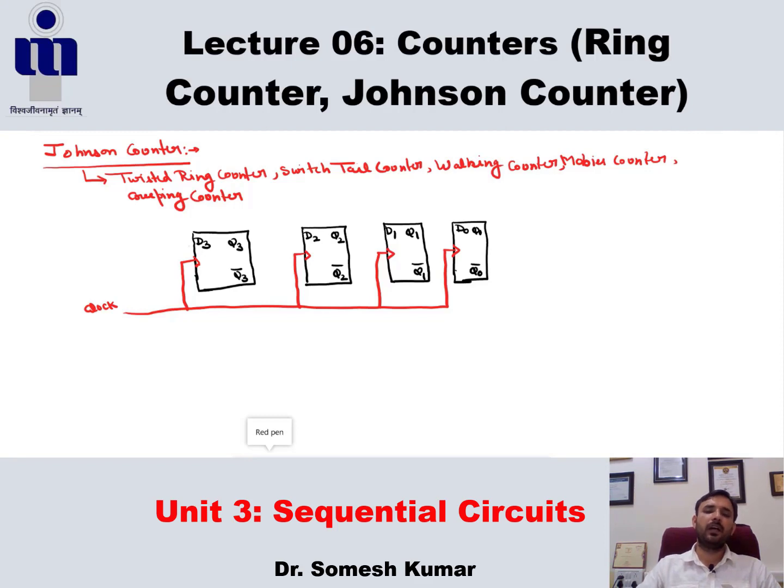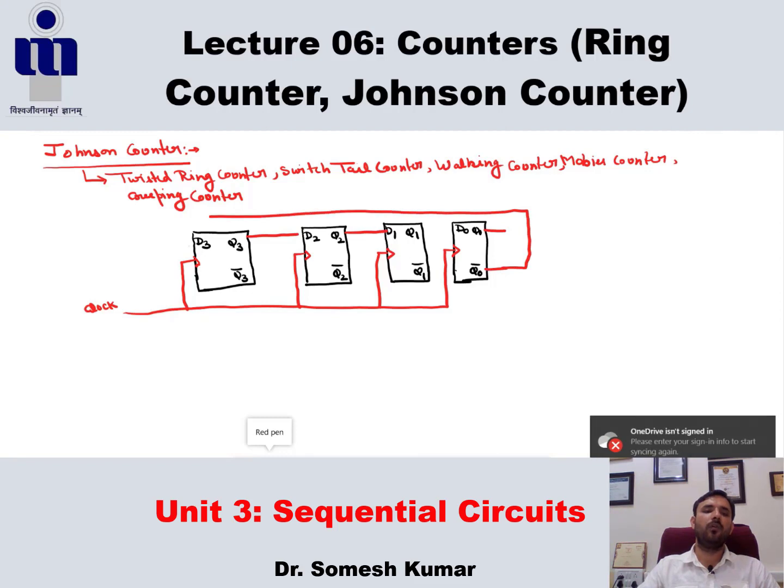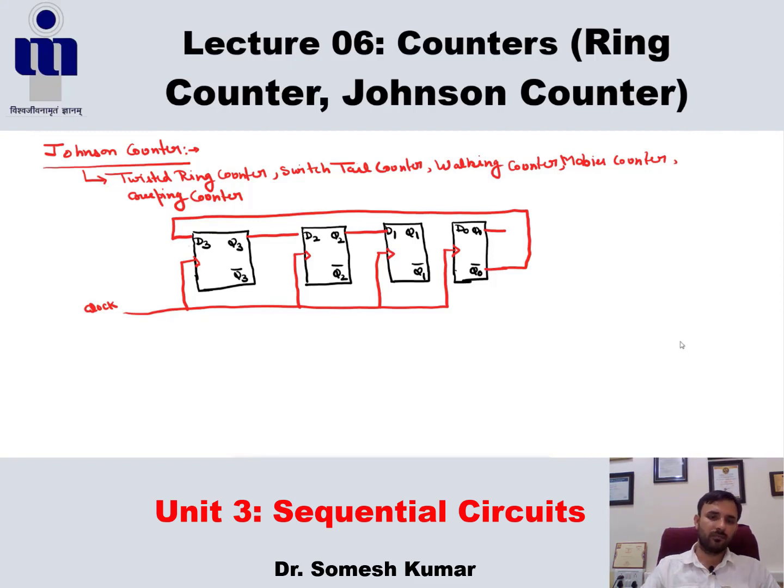So in the ring counter, this Q0 is connected to the D3. Fine. While in the Johnson counter, this Q0 bar is connected to our D3 as a feedback. Fine. So now this is our Johnson counter, the twisted ring counter.